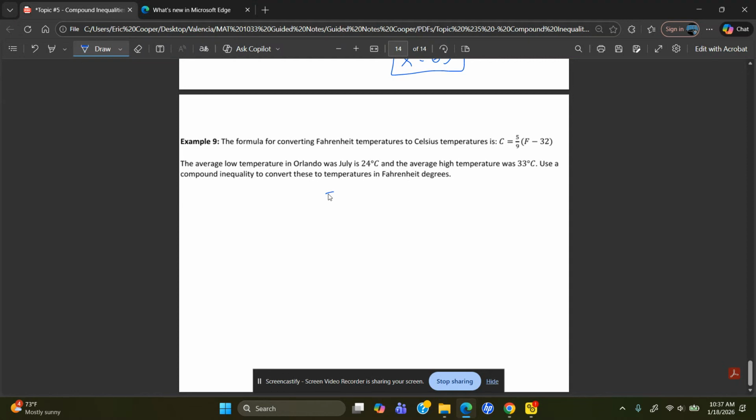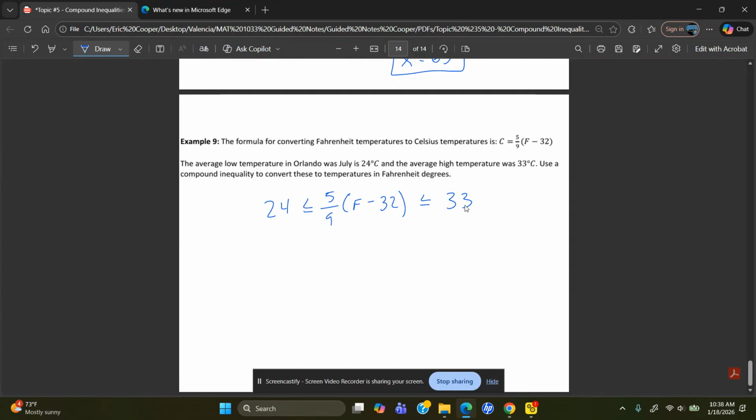So we are starting with our formula for Celsius. And we're saying that the average low was 24 and the high was 33. So we're going to put them on both sides. We're going to put the low number here, and we're going to put the high number here. And our job is basically to solve it for F, because if we do that, it'll then convert it to Fahrenheit and have the same temperature with it.